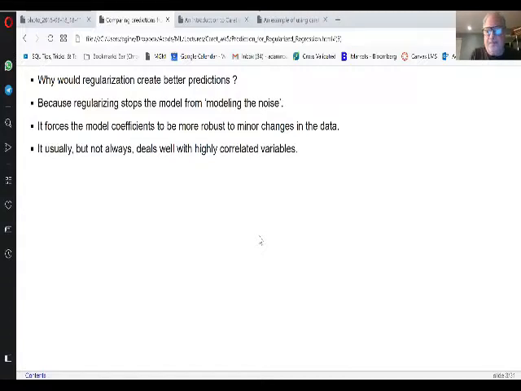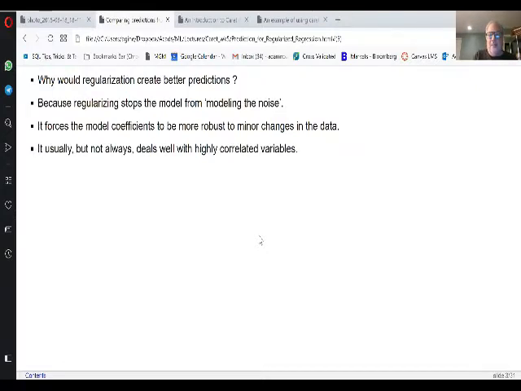I'll talk about this a little bit more in a second, but the other major reason is that when you do regularization, it makes the models more robust to small changes in the data. And in particular, it will usually deal much better with highly correlated variables than ordinary regression will.